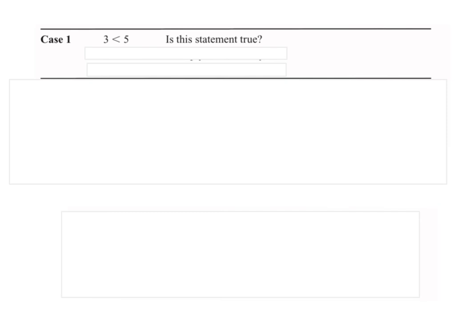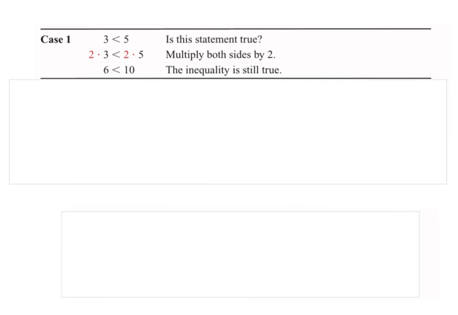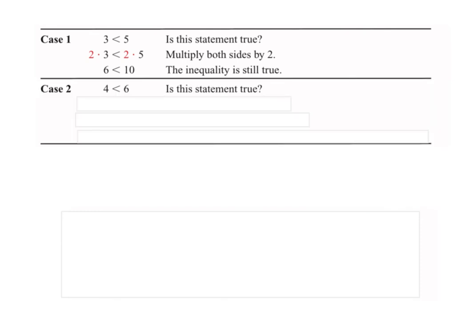All right, is 3 less than 5? Yes, it is. So what they're going to do is multiply both sides by 2. 2 times 3 gives us 6. 2 times 5 gives us 10. Is 6 less than 10? Yes, the inequality did not change.